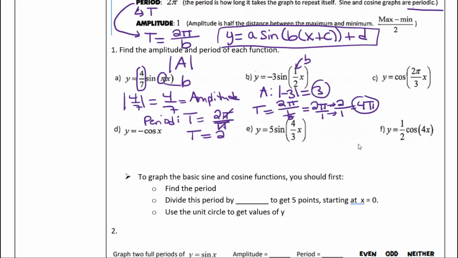For this one, the amplitude is 1. There's an invisible 1 there. And then the period T is 2 pi divided by 2 pi over 3. So you're going to flip the 2 pi over 3, so that it's 3 over 2 pi. The 2 pi's cancel, so your period is equal to 3.